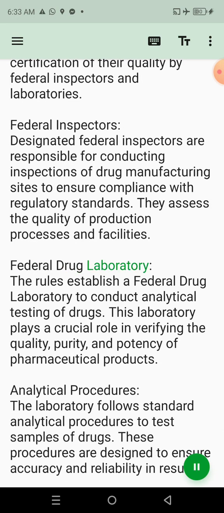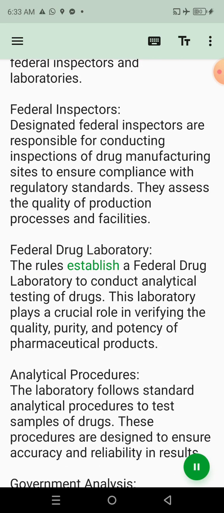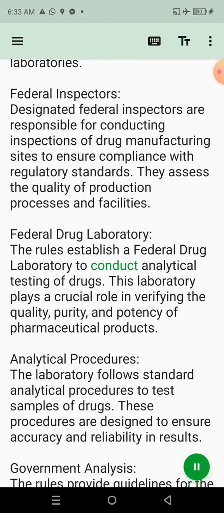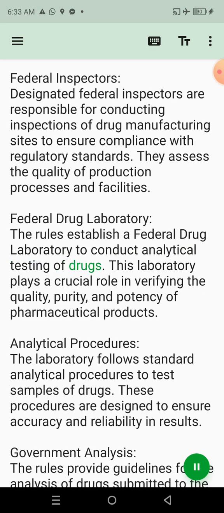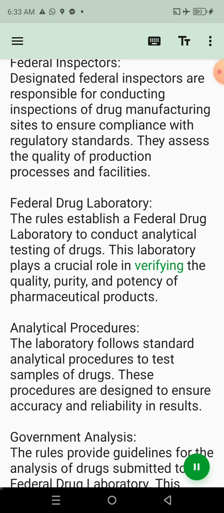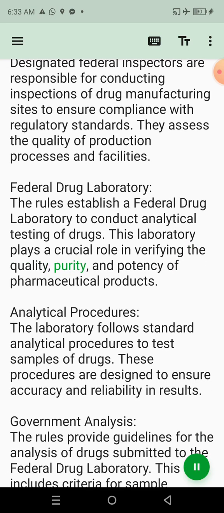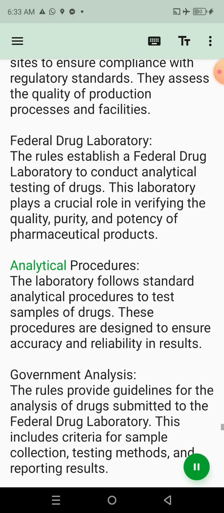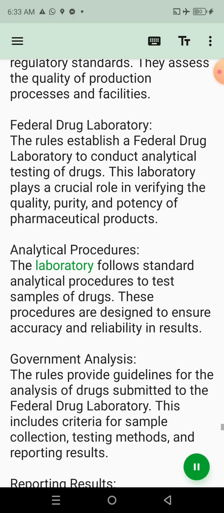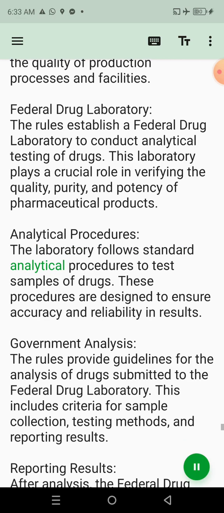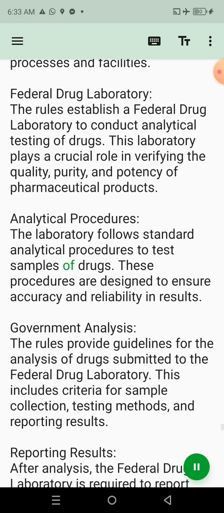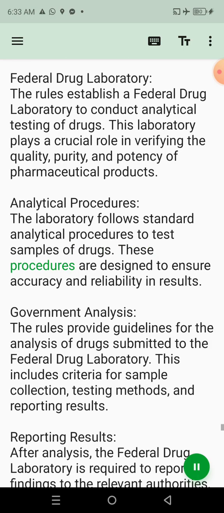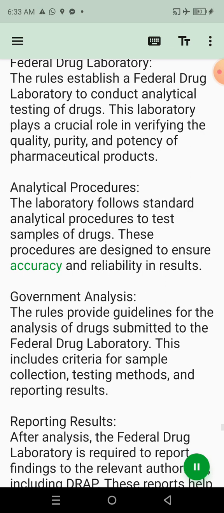Federal Drug Laboratory. The rules establish a federal drug laboratory to conduct analytical testing of drugs. This laboratory plays a crucial role in verifying the quality, purity, and potency of pharmaceutical products. Analytical procedures. The laboratory follows standard analytical procedures to test samples of drugs. These procedures are designed to ensure accuracy and reliability in results.